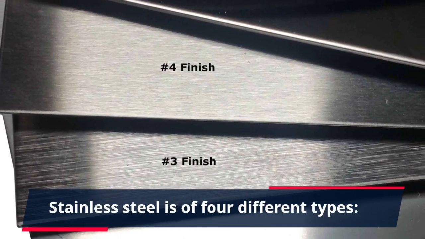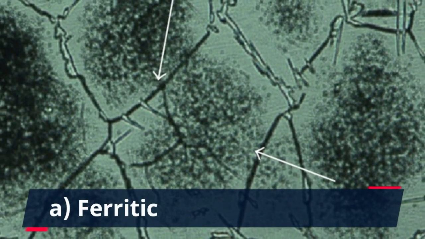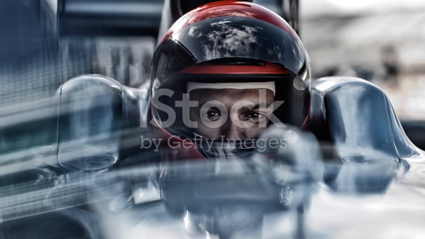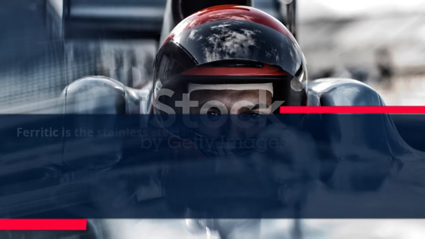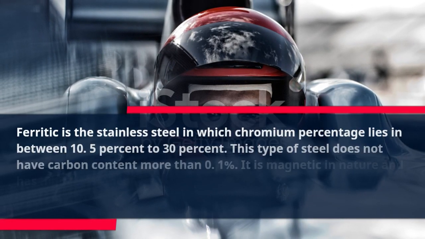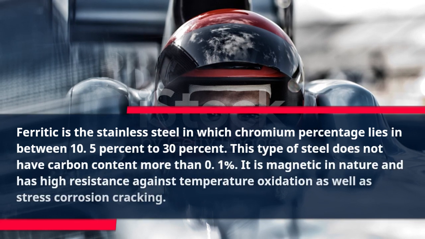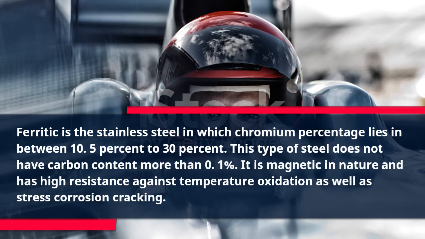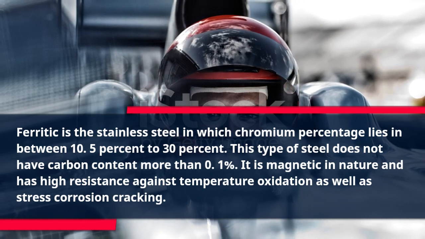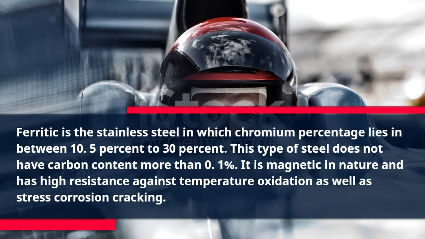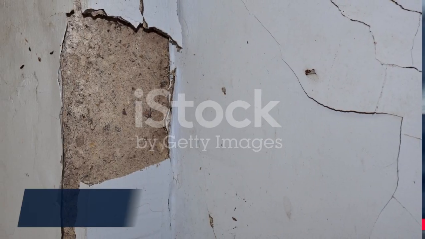Stainless steel is of 4 different types. A. Ferritic. Ferritic is the stainless steel in which chromium percentage lies in between 5% to 30%. This type of steel does not have carbon content more than 0.1%. It is magnetic in nature and has high resistance against temperature oxidation as well as stress corrosion cracking.